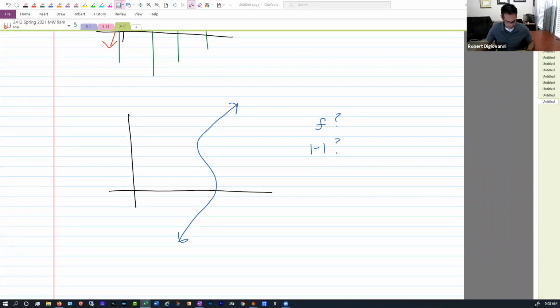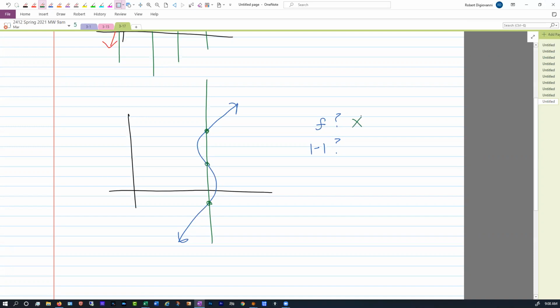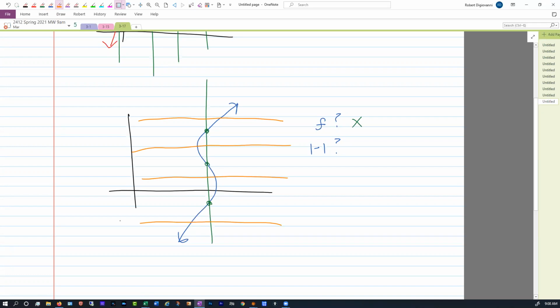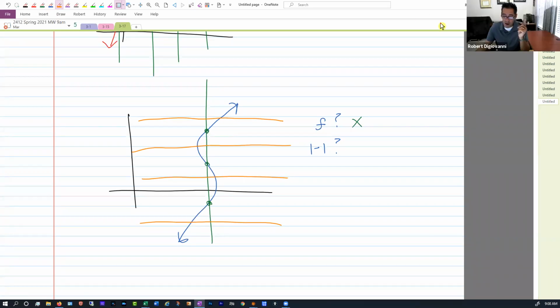Function? It's not a function, and that's because it fails the vertical line test. If I draw a vertical line, I will hit it more than one time. So not a function. How about one-to-one? Yes, because if you draw horizontal lines, you're never hitting more than once. I understand your logic, you're wanting to say it's one-to-one.